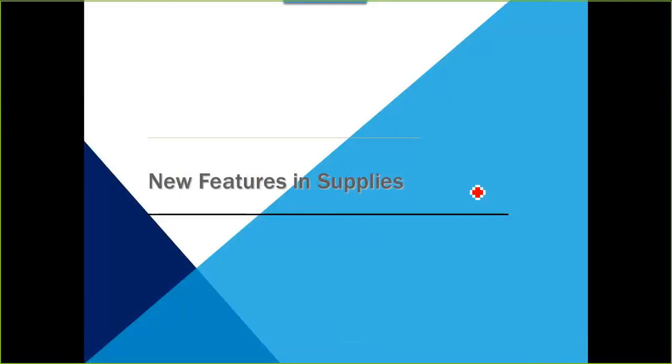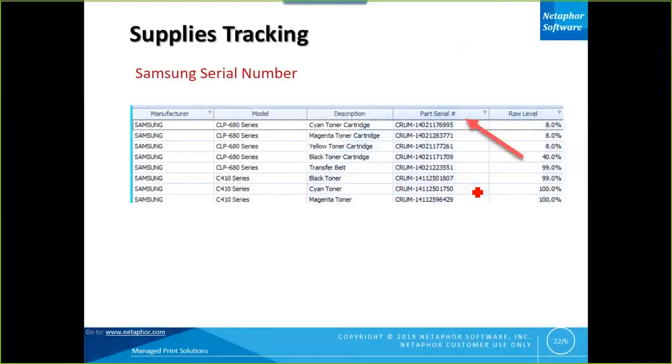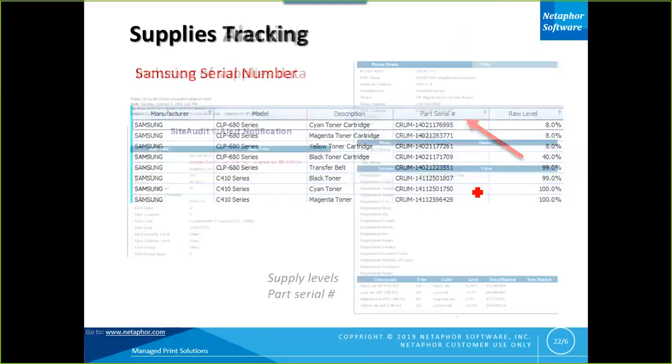Okay. Now, real quickly, as we move through here, I want to point out a couple of new things in version 6.8. If you don't have 6.8, I highly recommend it. It's the best release we've ever had. We've added, and this is a trend for consumables, more and more information about the specific supply itself. So for some vendors, not all, but a growing list, we'll be adding the part number. Here's an example: you've got a Samsung device, and you want to know what the supply part number is. That's now available in SiteAudit.